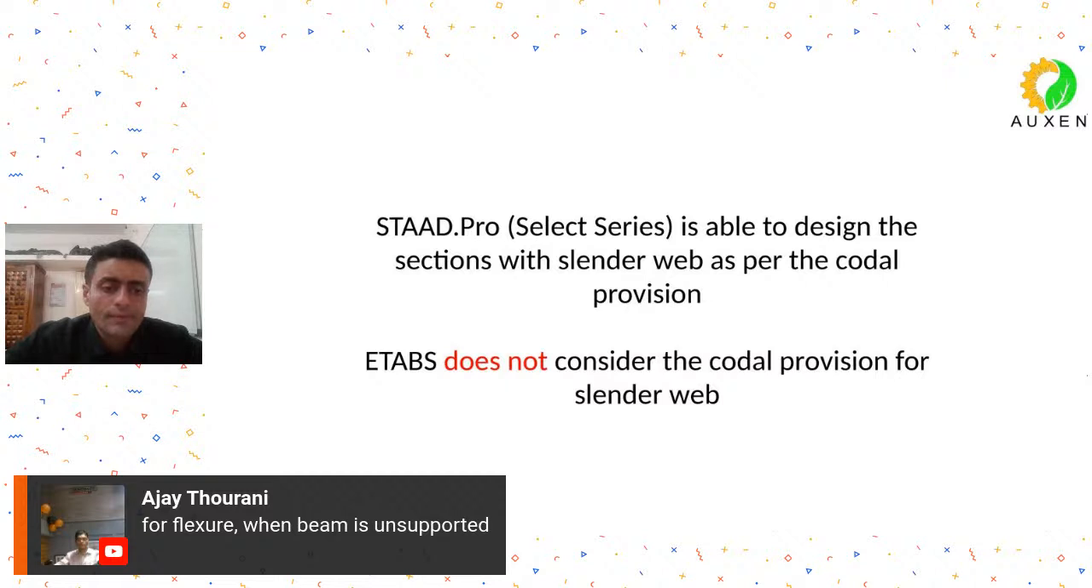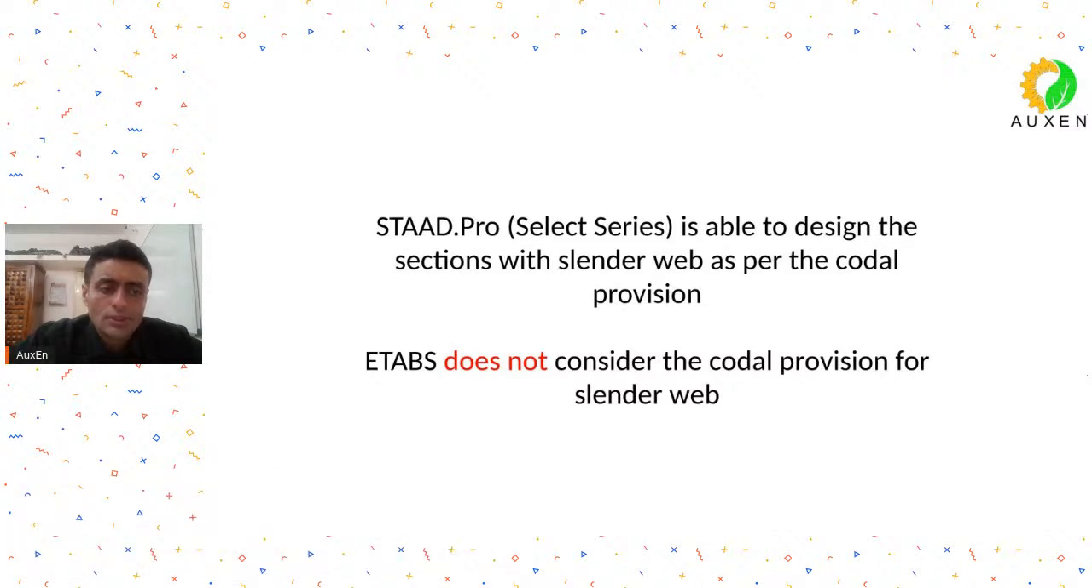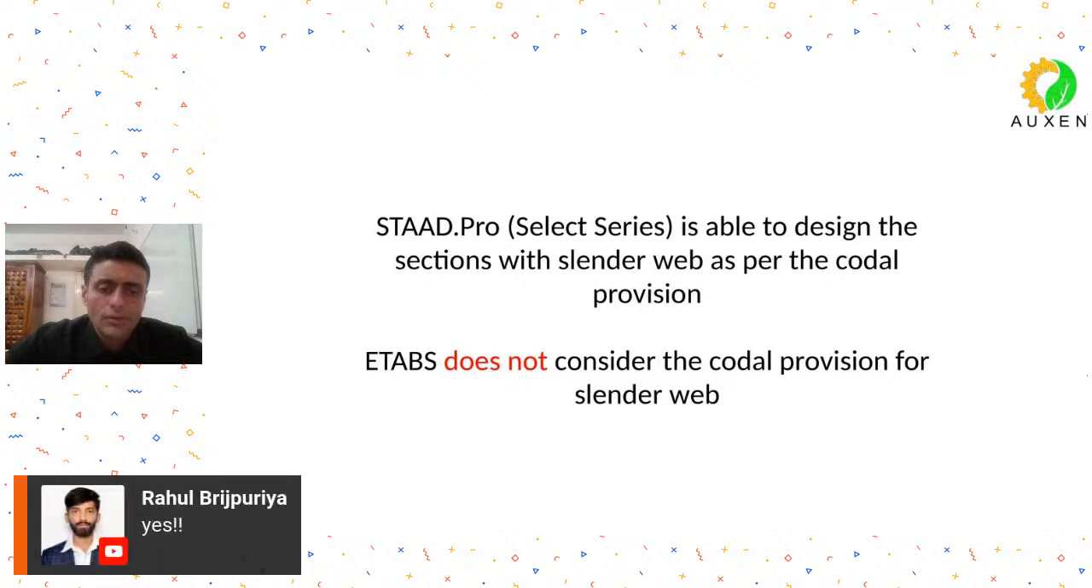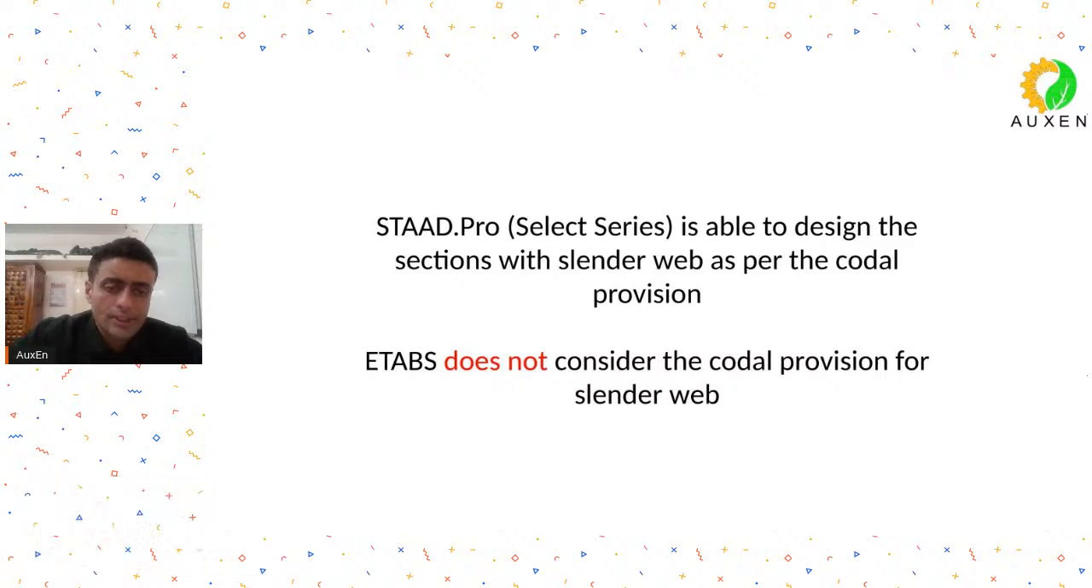StatPro is able to design the section for slender webs as per the codal provision. So StatPro disregards the web for flexural calculations, and for compression calculation it takes the effective width. StatPro does that quite well. But ETABS is not able to consider the effect of slender web. Okay, so ETABS is not able to consider that.